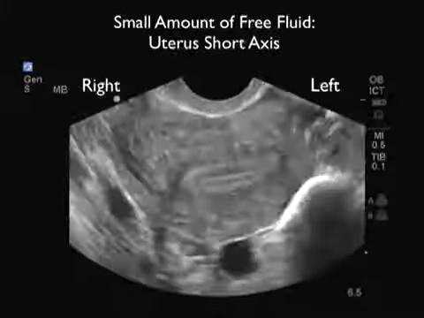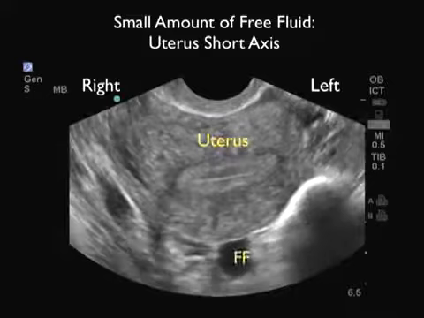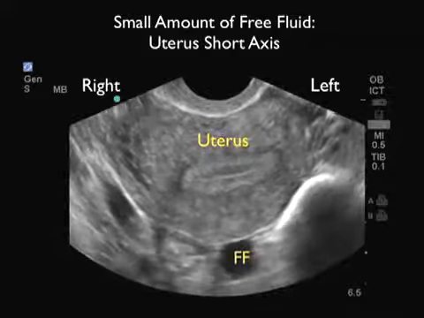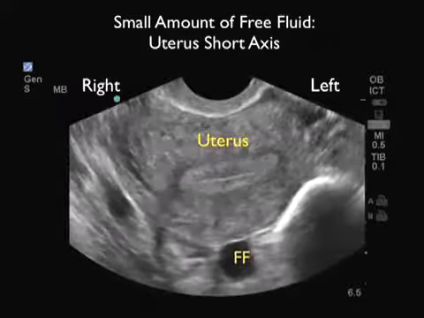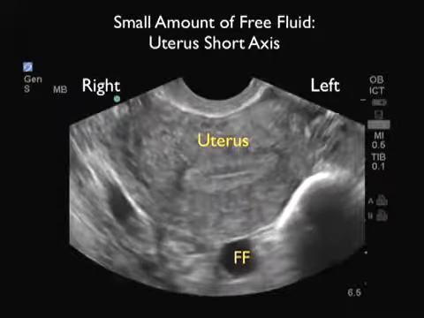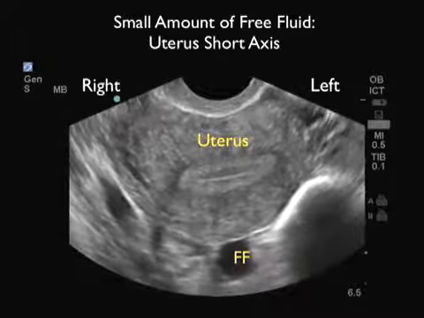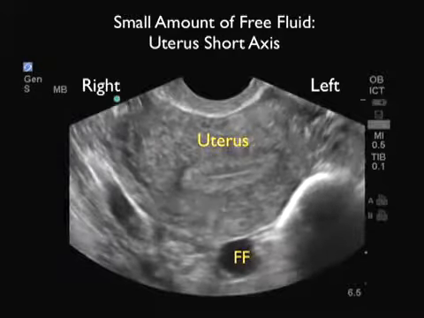In the next step, we'll orient the probe in a short axis configuration. So now we're cutting the uterus in cross section. And what we see is the uterus with the endometrial stripe in the midline of the uterus and that small amount of free fluid just posterior to the uterus in the pelvic cul-de-sac. Notice again that it's a small ball, therefore indicating a small amount of free fluid.